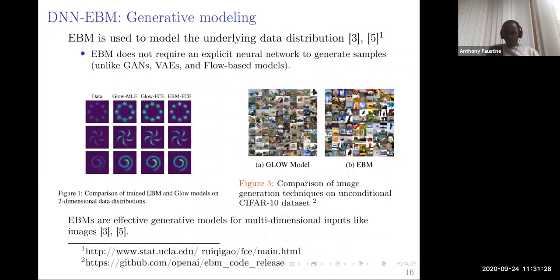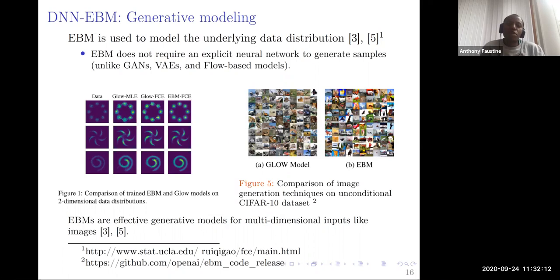So the last several applications, and one of the applications is generative modeling. So an energy-based model with a deep neural network can be used to model the underlying data distribution. And several generative models for the same task do exist, like GAN, variational inference and flow-based models. But compared to these, the energy-based model is flexible because you don't need an extra neural net to generate a sample. For example, with variational inference, you need to have an encoder and decoder. So it means one for generating samples, so that you can compare the sample you generated from a neural network and the data.